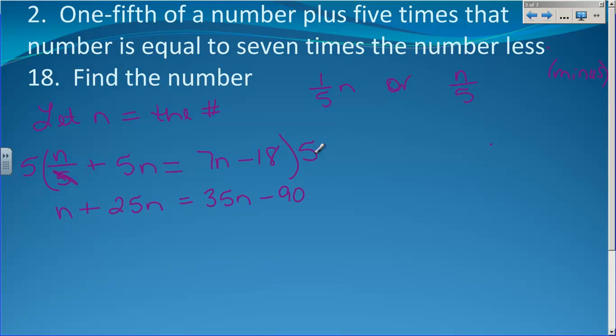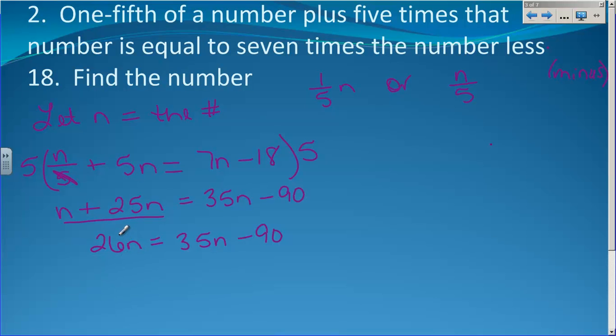Because I did 5 times 7 and 5 times 18. Now let's talk about, I have like terms, so I can combine like terms here. N plus 25n is 26n is equal to 35n minus 90.